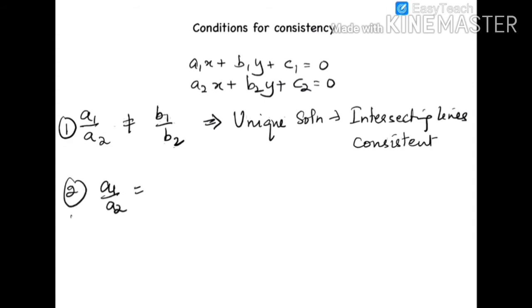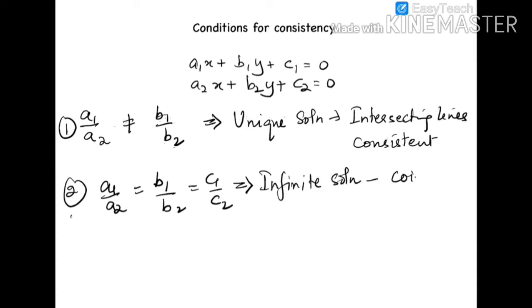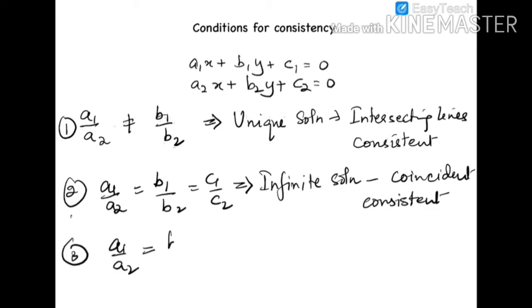If a1 upon a2 is equal to b1 upon b2 is equal to c1 upon c2, then the given pair of linear equations will have infinite solutions. The lines will be coincident and the equations will be consistent. The third condition is a1 upon a2 is equal to b1 upon b2 but not equal to c1 upon c2. Then the lines will be parallel and hence there will be no solution.